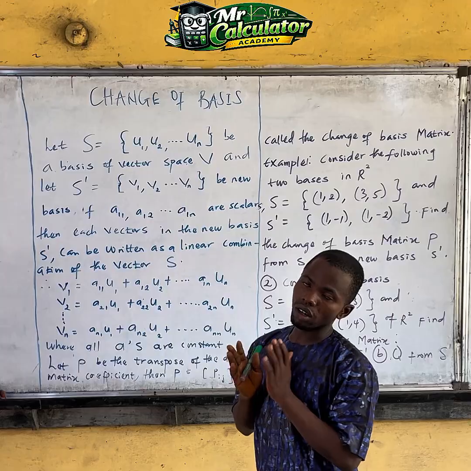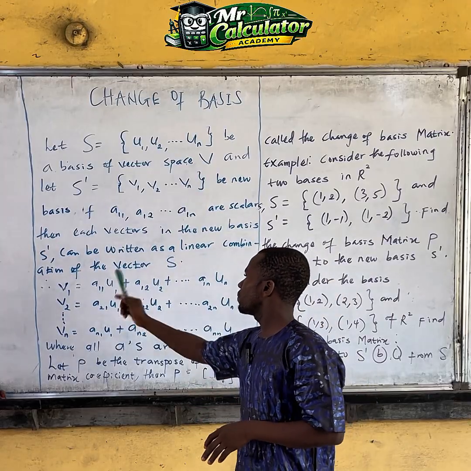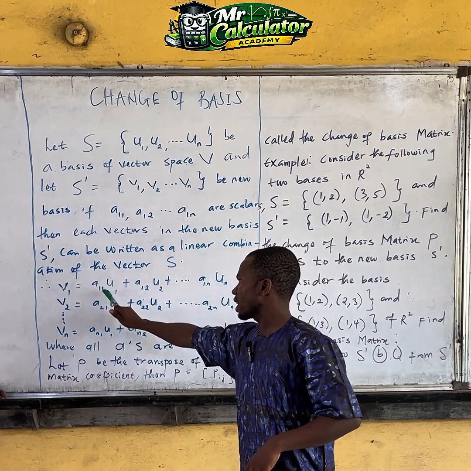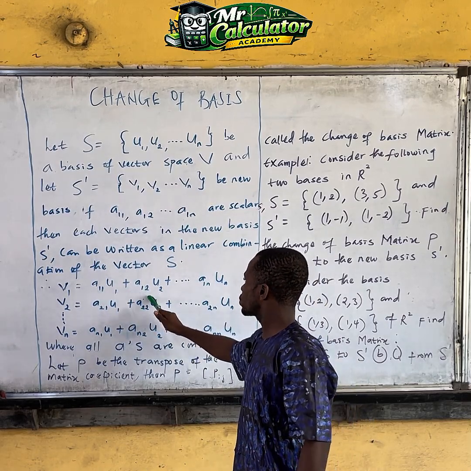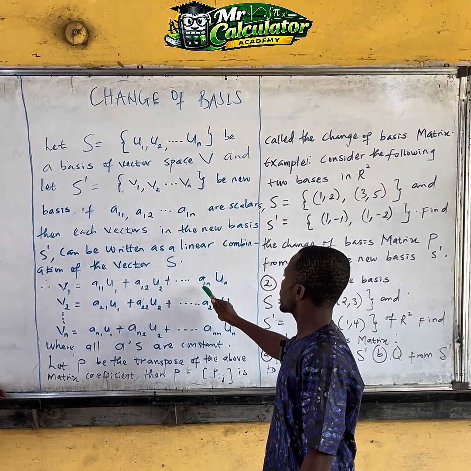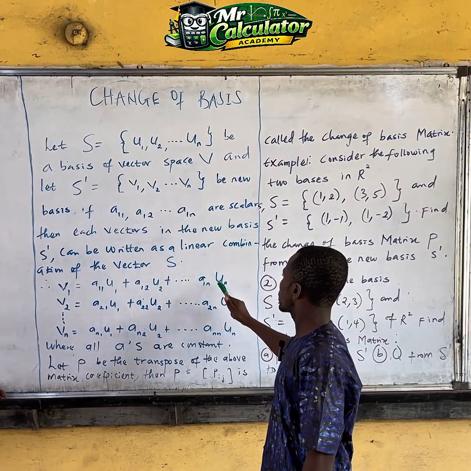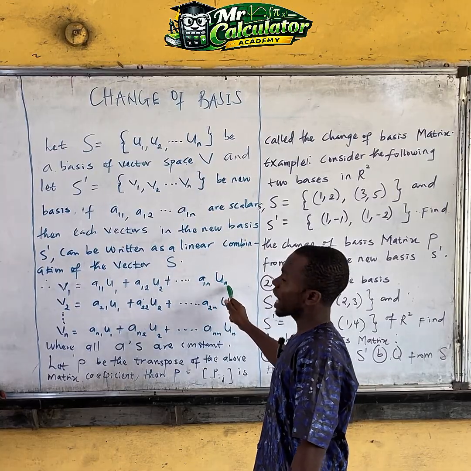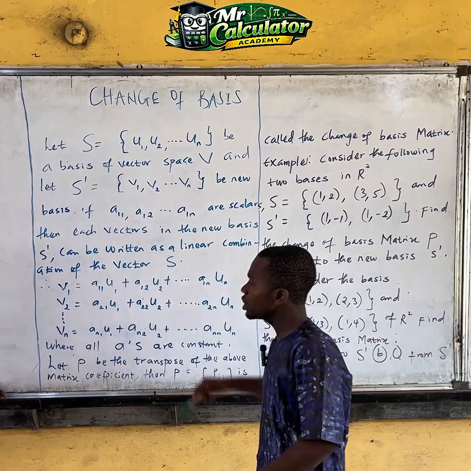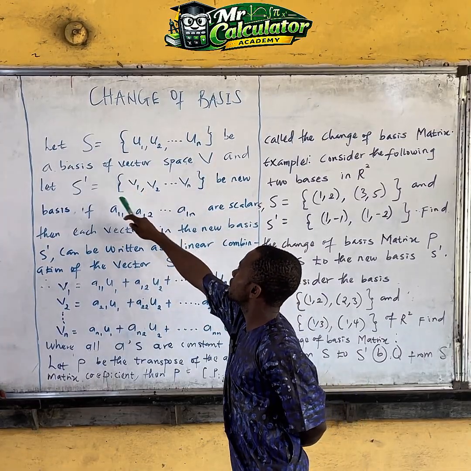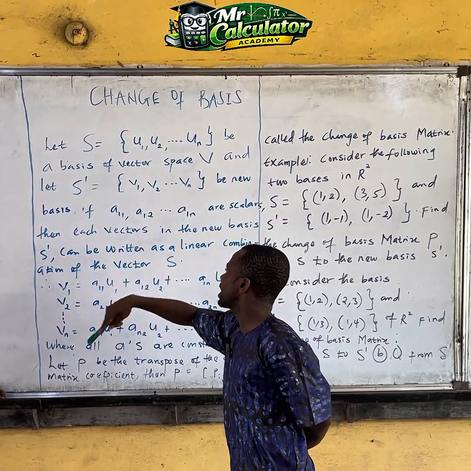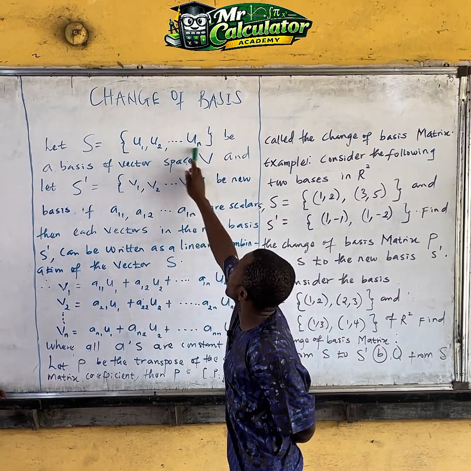According to the concept of linear combination, V1 equals A11 U1, scalar and vector, plus A12 U2, scalar and vector, plus up to A1n Un, which means to the last one. And this statement is a linear combination. It means we have written the vector V1 in S prime as a linear combination of the basis of S.